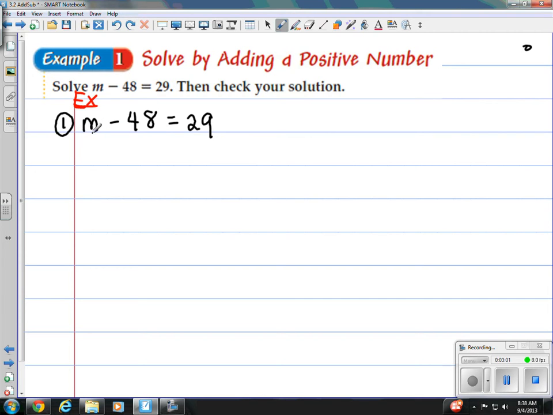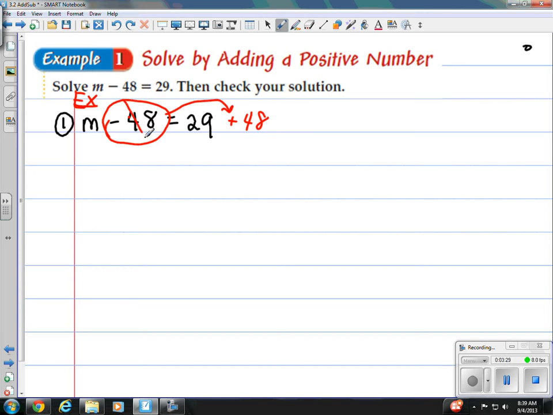So, our goal is to isolate the variable. We're going to say our variable is m, and we ask ourselves what's happening to m. If I need to keep this guy, who do I need to get rid of? I need to get rid of my minus 48. I'm going to transpose him. So if he's a minus 48 on the left side, and I take him over here to the right, he's going to be a plus 48.